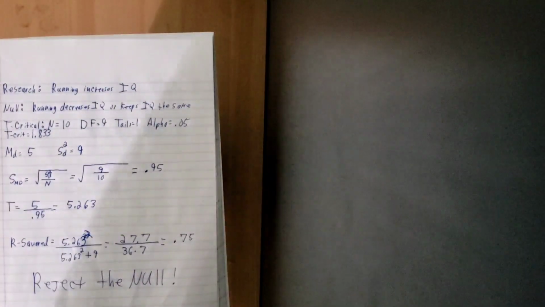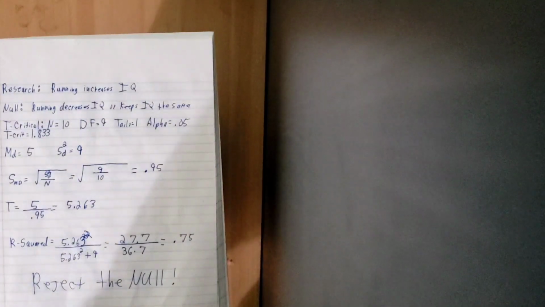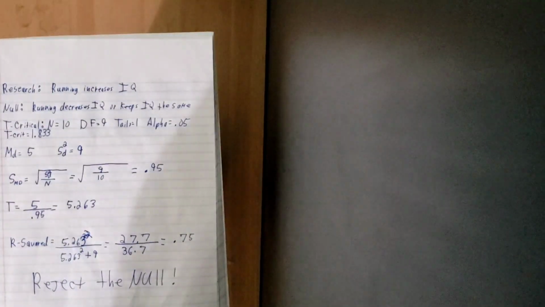So in this case, the research hypothesis would be running increases IQ. The research is proposing that if you run before you take an IQ test, it will increase your IQ. So we know this is a directional test. It's going to be a one-tail test. So the opposite of running increases IQ would be the null, which is running decreases IQ or keeps IQ the same.